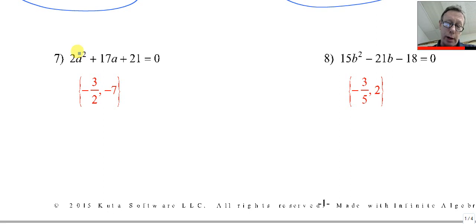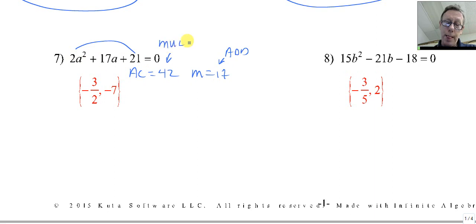Let's try AC middle here. So I'm going to take 2 times 21, so the AC would be equal to 42. The middle term is equal to 17. So I want numbers that add to 17 and multiply to 42 if they exist. And they do. It's 14 and a 3. So I'm going to say 14 and a positive 3.